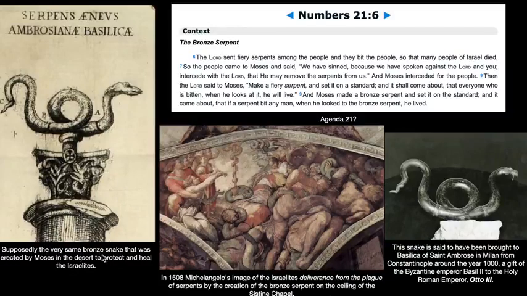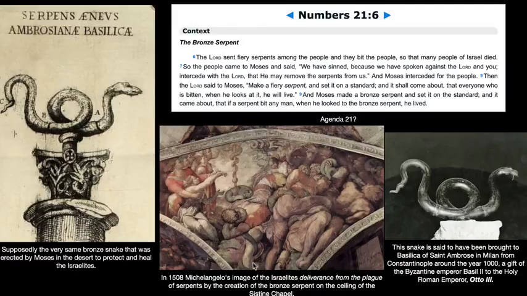Supposedly, this is the very same bronze snake that was erected by Moses in the desert to protect and heal the Israelites. Here you have the Templar cross right underneath it. We find this information in Numbers 21:6, for your 216 again, 216, 666. And Moses made a bronze serpent and set it on the standard, and it came about that if a serpent bit any man, when he looked at the bronze serpent, he lived. I wonder if this has anything to do with Agenda 21. Agenda Numbers 21.